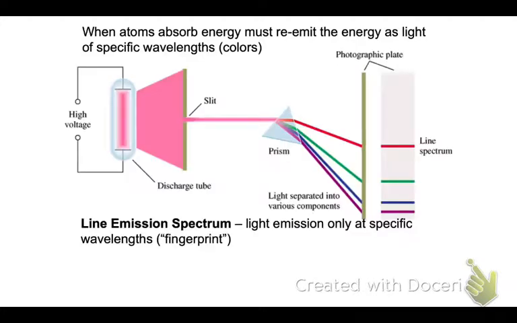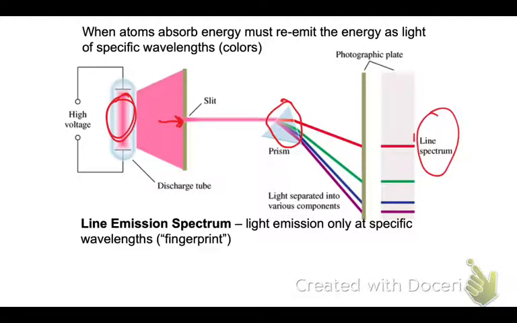When atoms absorb energy, they must re-emit the energy as light of a specific wavelength. This was found in this very simple experiment. When we subjected certain atoms to high energy and found out what came, we filtered the outcome of that emission and made it go through a prism, and it was separated into what we call a line spectrum.